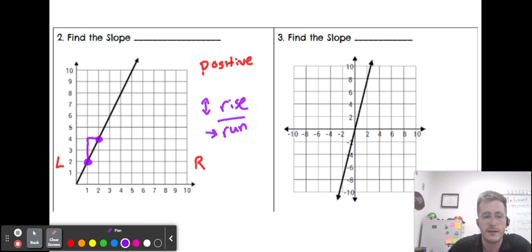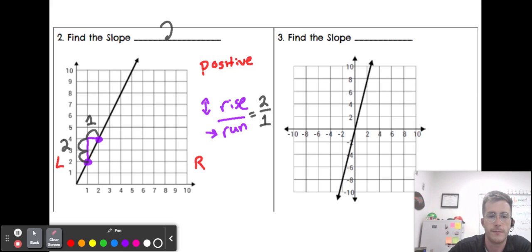All right, so rise, in this case, I can start counting, see how many I get. So rise would be, looks like we had 2 jumps there. And then my run was 1. So if I plug those in here, my final answer would be 2 on top, 1 on the bottom. And in this case, I can go ahead and simplify that. 2 divided by 1 would give me a slope of +2.